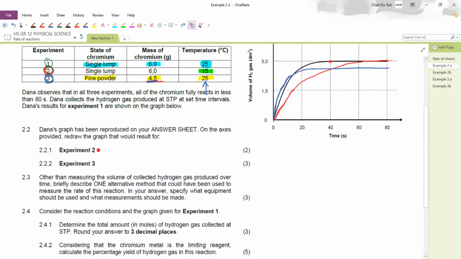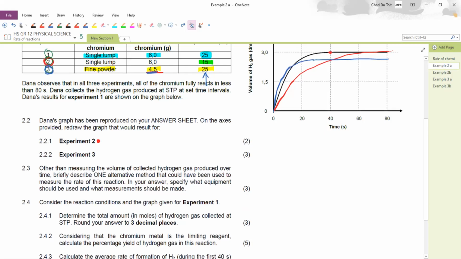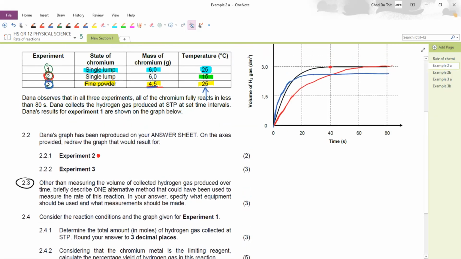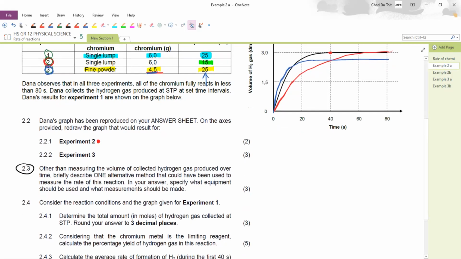Yeah. Great. Okay. Question 2.3: other than using the volume of collected hydrogen gas produced over time, briefly describe one alternative method that could have been used to measure the rate of the reaction. In other words, if we don't collect the hydrogen gas, what else can we do? And they say, in your answer, specify what equipment to be used and what measurements should be made. Okay, this is a difficult question, 3 marks.